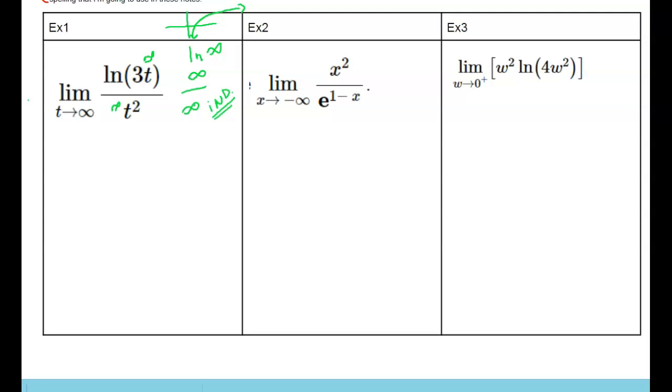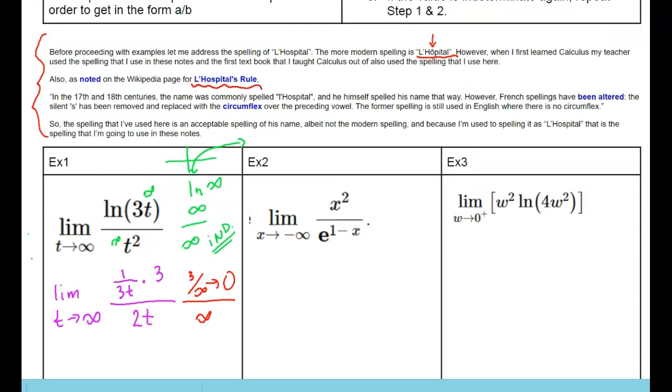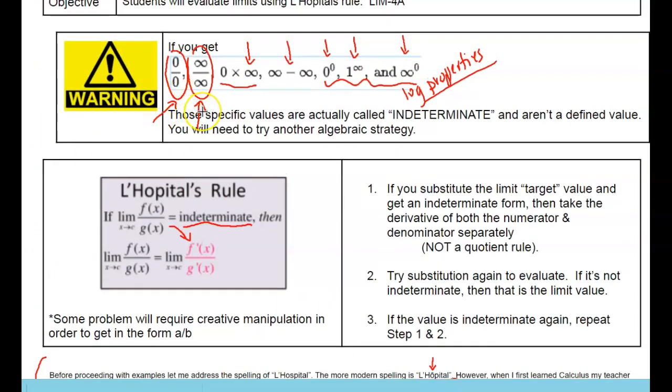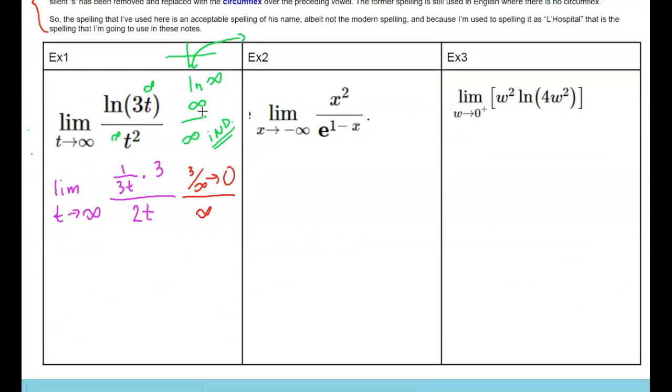And you've never actually had that before because you wouldn't have been able to do it. So what this says is I still have my limit, but now I can take the derivatives separately, okay? So it's not a quotient rule derivative. The derivative of natural log is 1 over the inside times the derivative of the inside. And t squared is a power rule, so 2t. All right? So now we want to evaluate each limit separately. We would have 3 over infinity, which, remember, a small number over a really large number goes to 0. And then 2 times infinity is infinity. So now this time, 0 over infinity, is that indeterminate? No, it's not. If you have 0 over infinity, you can evaluate that. You just get 0.